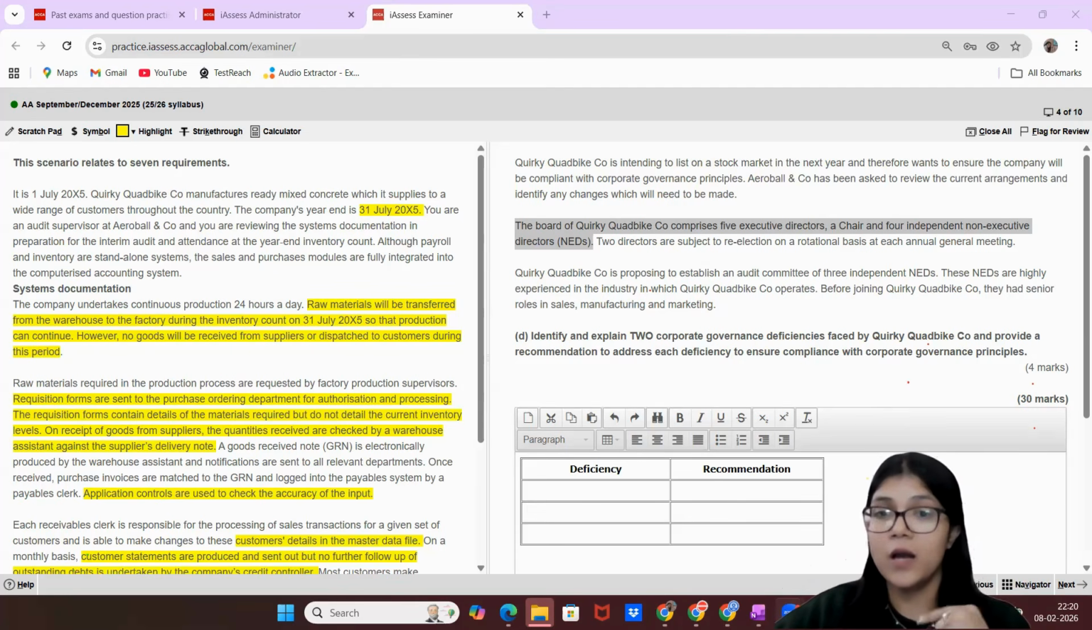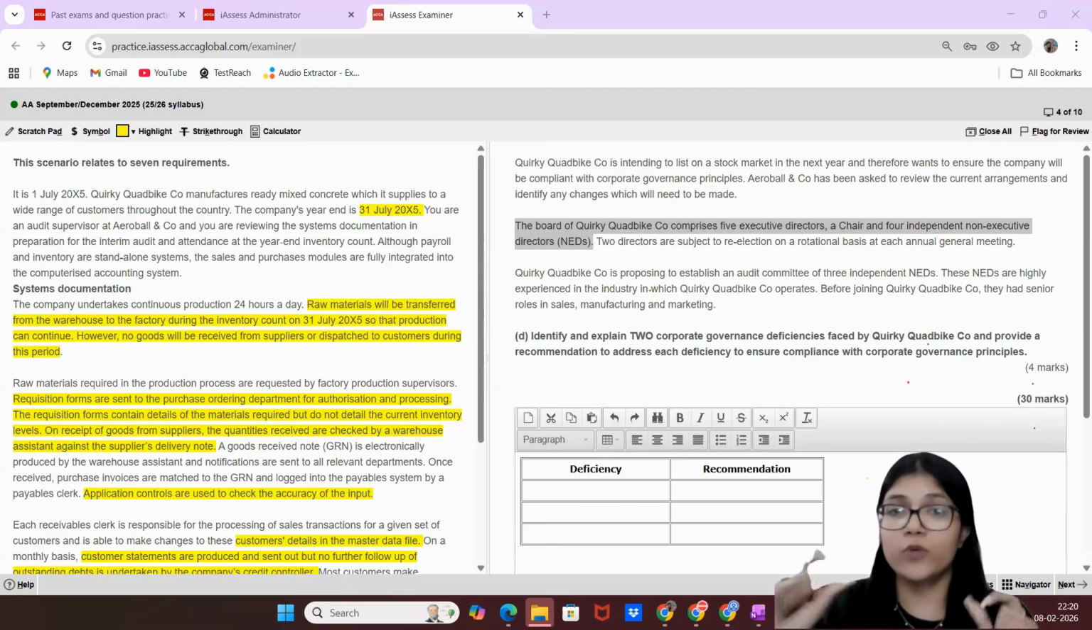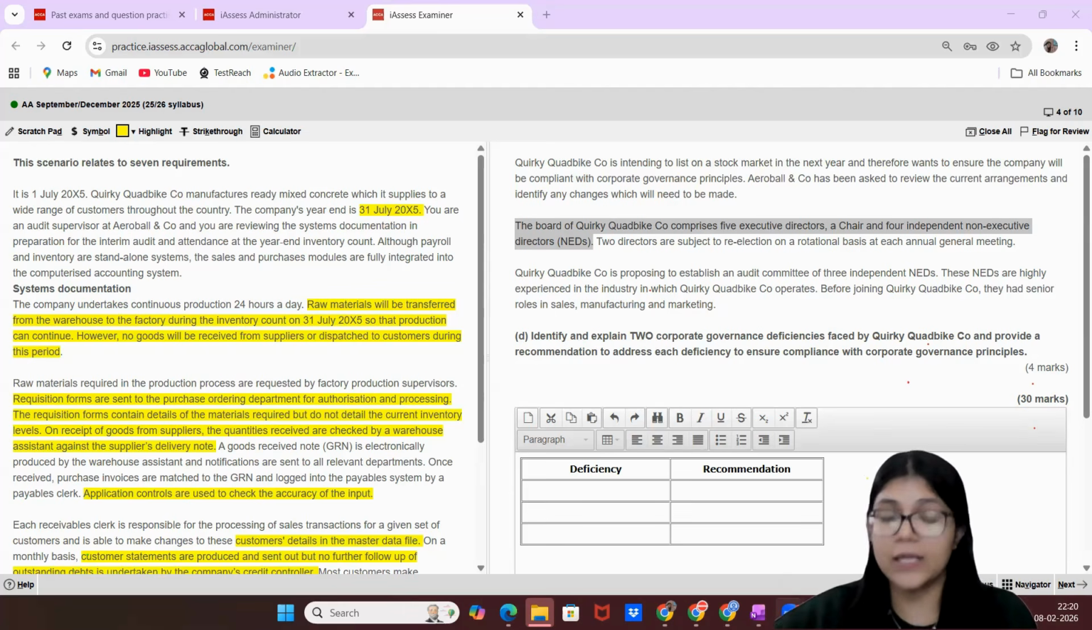A lot of people, when this scenario comes, think that because it is chair plus NEDs, so 5 equals 5, it is okay. It is balanced. But that's not true. If you reread your text again, it says there should be a balance between executive and non-executive, and the chair should be excluded from that counting. So here the deficiency is that balance is missing. Okay, let me show you the answer.